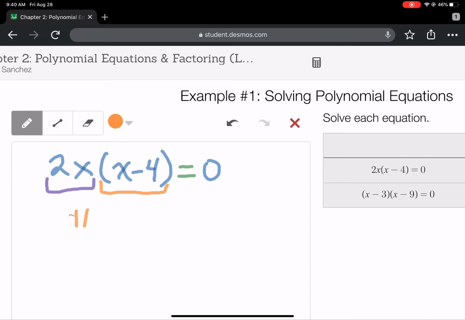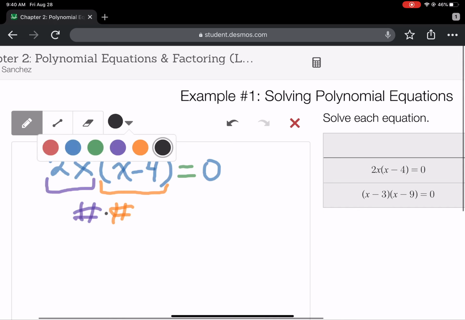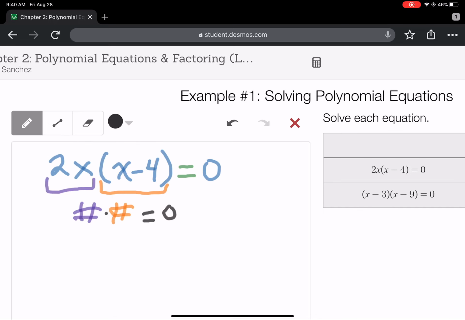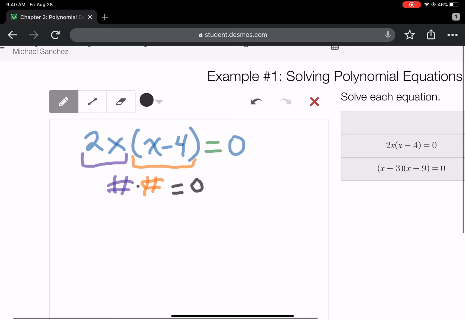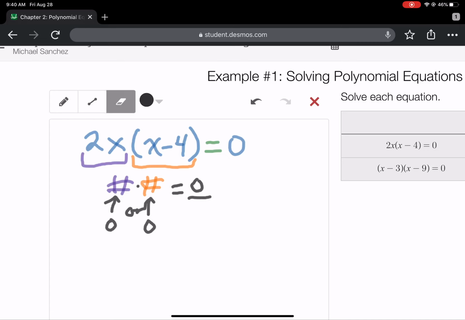So I have some number in purple times some number, and the answer for that is 0. This is where we bring in the zero product property rule. If we know how 0 works, we know that anything times 0 is equal to 0. So the only way that this equation can be true is if this orange number is 0 or if this purple number is 0. One of those has to be 0. So that's how we think about this. One of these has to be 0.